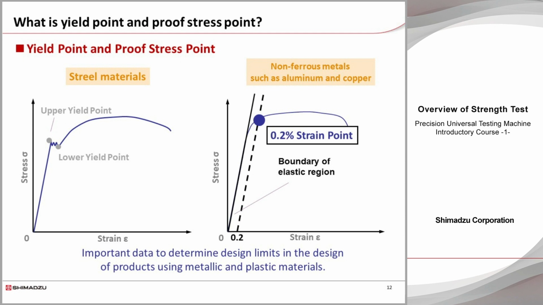The yield point and proof stress are used as important data to determine the design limits in the design of a product using metallic materials.